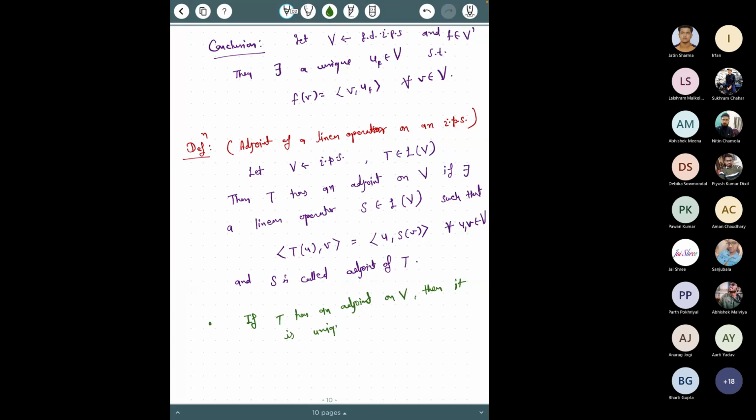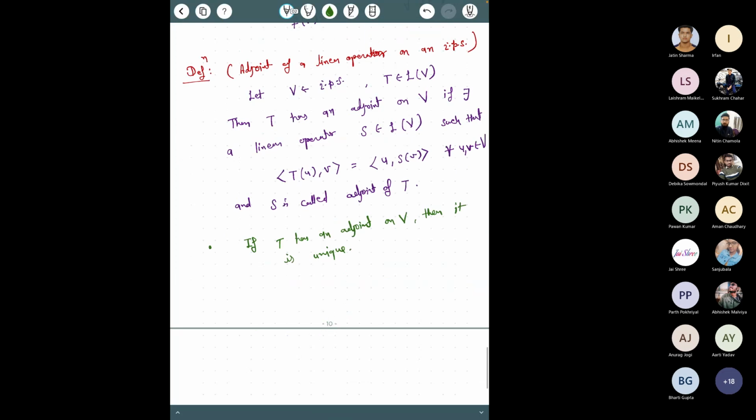So how to prove this? Suppose that T has two adjoints, let's say S1 and S2. So let S1 and S2 be two adjoints of T.